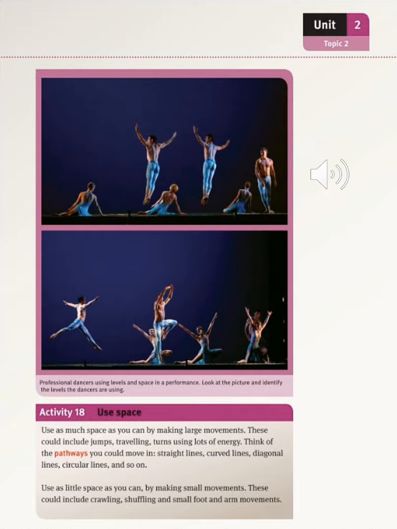All right. So let's go on to activity 18, use space. Use as much space as you can by making large movements. These could include jumps, traveling, turns using lots of energy. Think of the pathway you could move in, straight lines, curved lines, diagonal lines, circular lines, and so on. Use as little space as you can by making small movements. These could include crawling, shuffling, and small foot and arm movements.